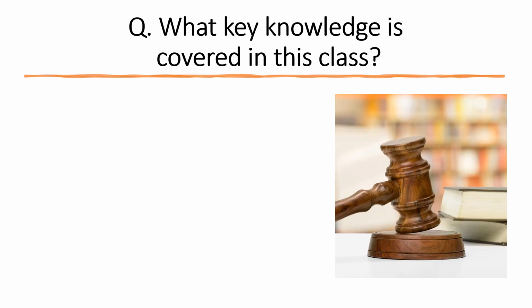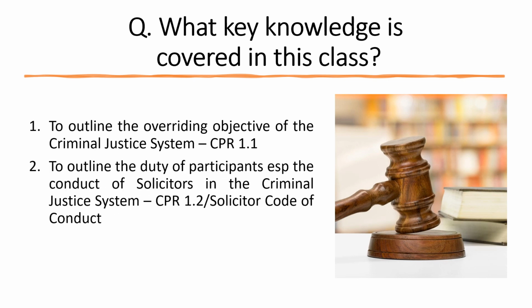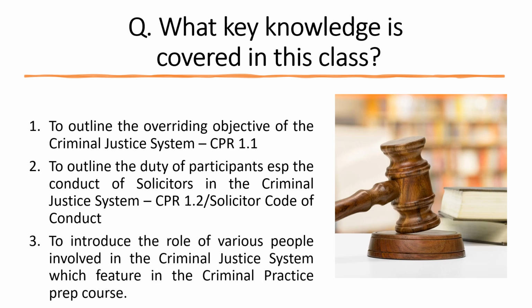Question: what key knowledge is covered in this class? 1. To outline the overriding objective of the criminal justice system, Criminal Procedure Rules 1.1. 2. To outline the duty of participants, especially the conduct of solicitors in the criminal justice system, Criminal Procedure Rules 1.2, and also considering the Solicitor Code of Conduct. And 3. To introduce the role of various people involved in the criminal justice system, which feature in the criminal practice prep course.